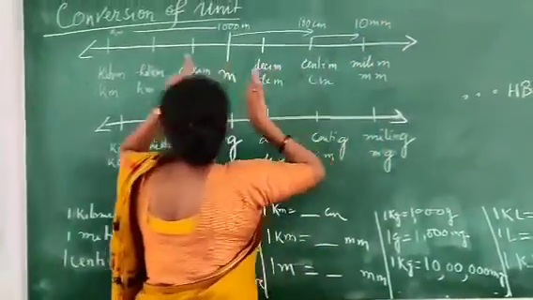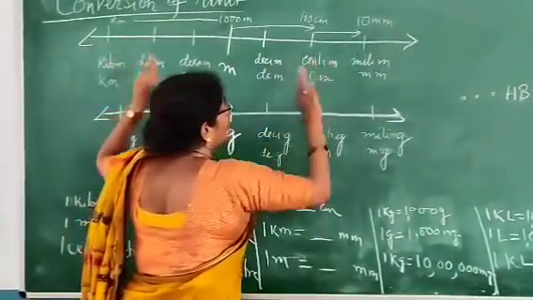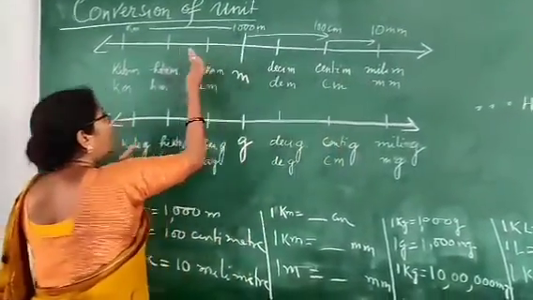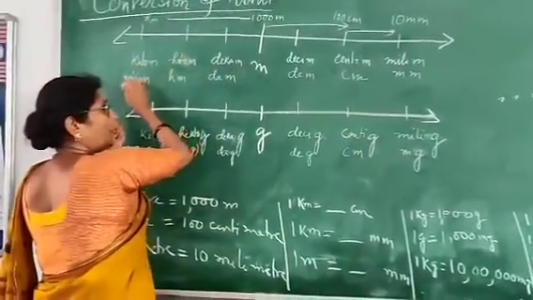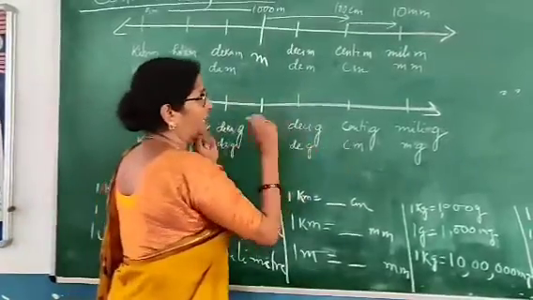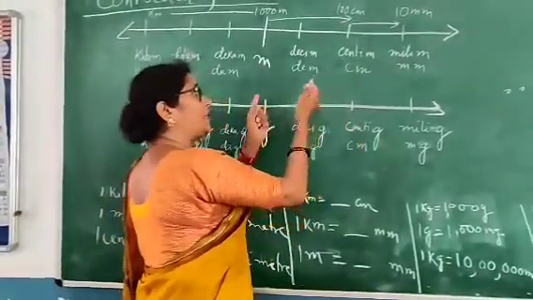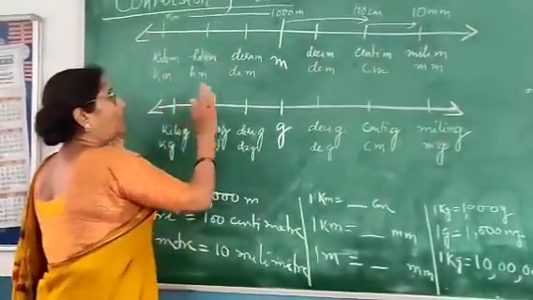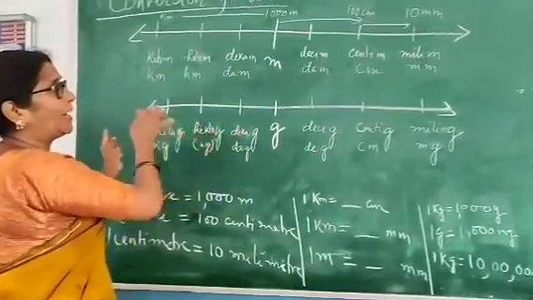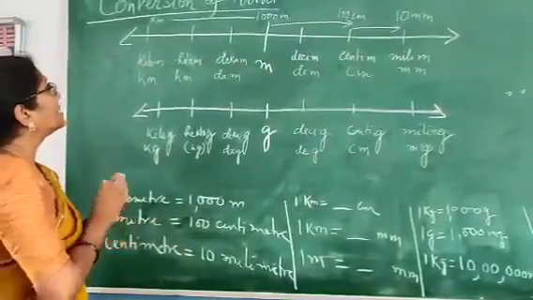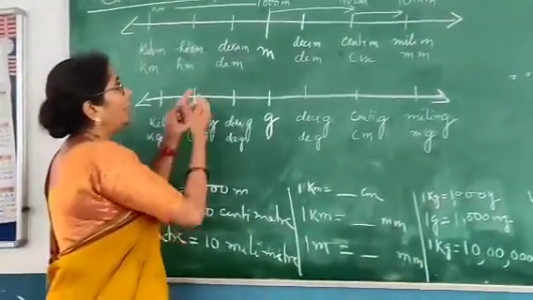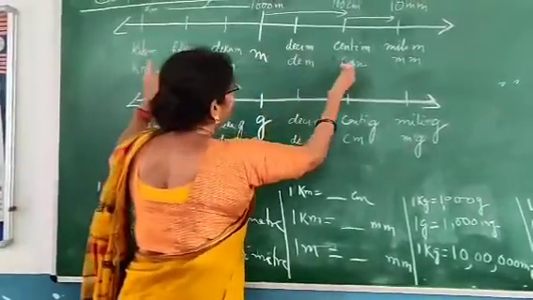So children, when we are going from greater value to smaller value, we have to multiply. In the same way, when moving from a smaller unit to a greater unit, we have to divide. 1 step, divide by 10; 2 steps, divide by 100. You count how many steps you are moving, and accordingly you divide by that many multiples of 10. Now I have explained this one.